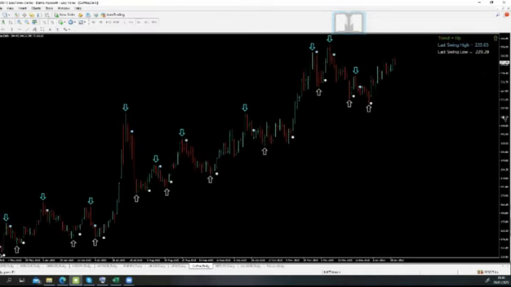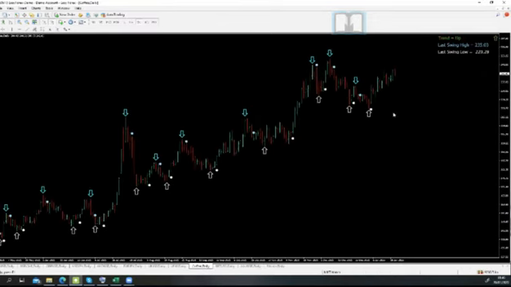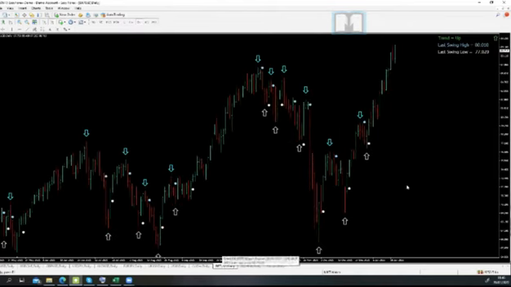Coffee, we've had a couple of good runs on coffee as well, and there you are, another one there. Still got some room for a move to the upside on coffee, and it's working quite well for us in some of the strategies that we have running here at Master Markets.